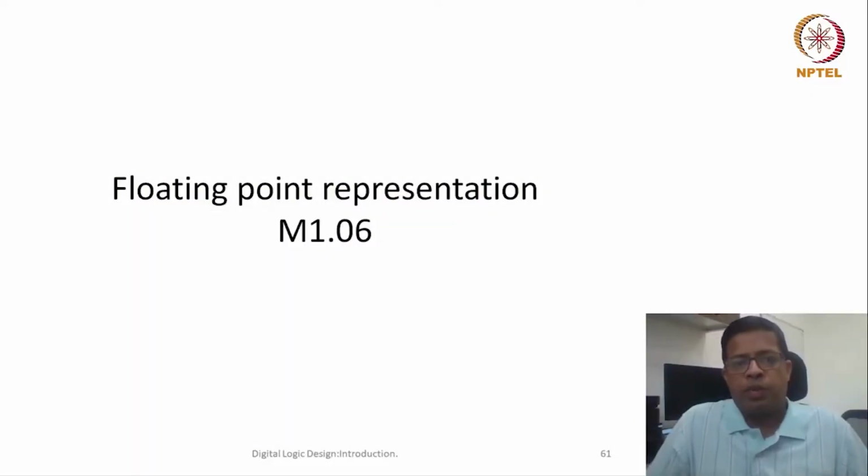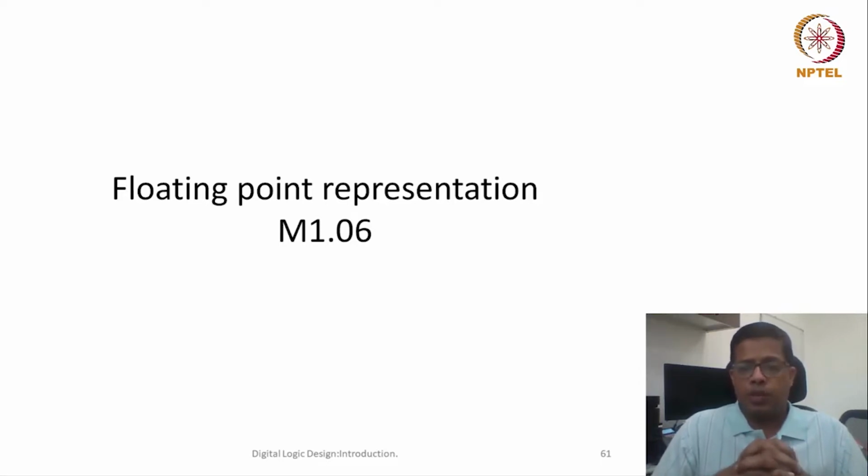Hello everybody. In our previous class we discussed various different types of notations, BCD number representation in binary, text representation, or any other symbol representation. So today what we are going to discuss is, can we represent real numbers in binary or not?